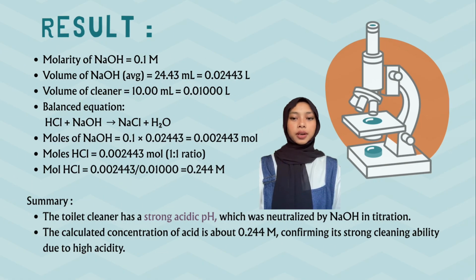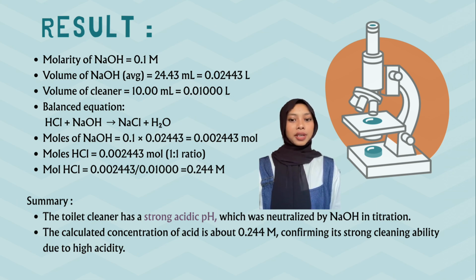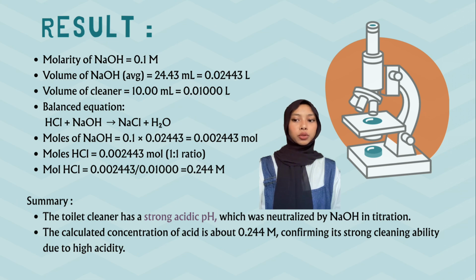So here is our result. Our average volume of NaOH is 24.43 ml. And in summary, the toilet cleaner has strong acidic pH, which is neutralized by NaOH in the titration. The calculated concentration of acid is about 0.244 mole, confirming its strong cleaning ability due to a high acidity.